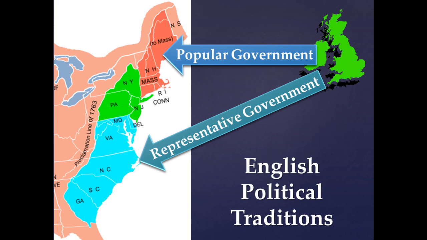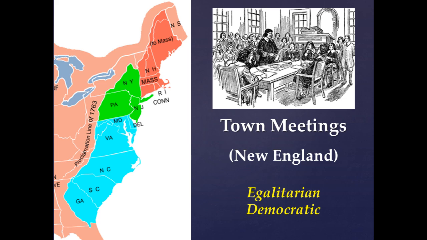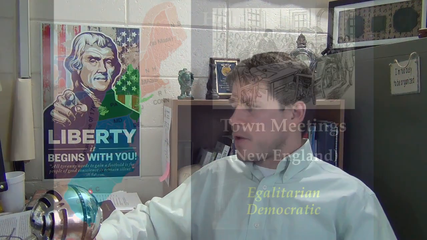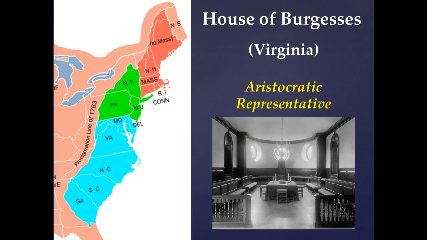In the New England colonies, this manifested itself in the form of town meetings, which were egalitarian and democratic. All of the men in the community could go to a town meeting, could speak, and could vote. This was everyone participating. Whereas in the South, you had a more aristocratic system, embodied in the House of Burgesses in Virginia. But although this was an aristocratic body, it was also a representative body. The large landowners in Virginia would be elected, and they would get together and they would make decisions for the community.